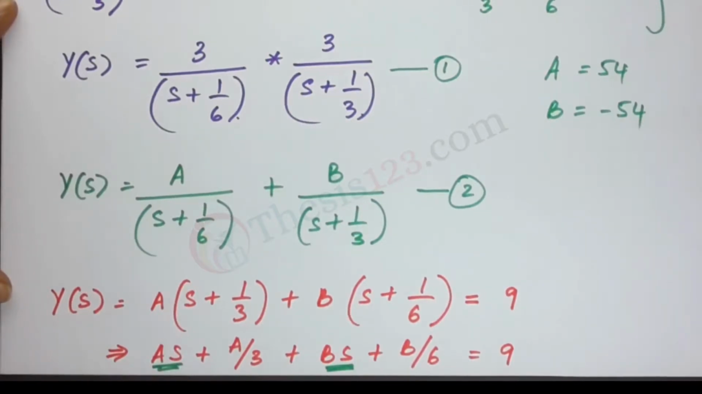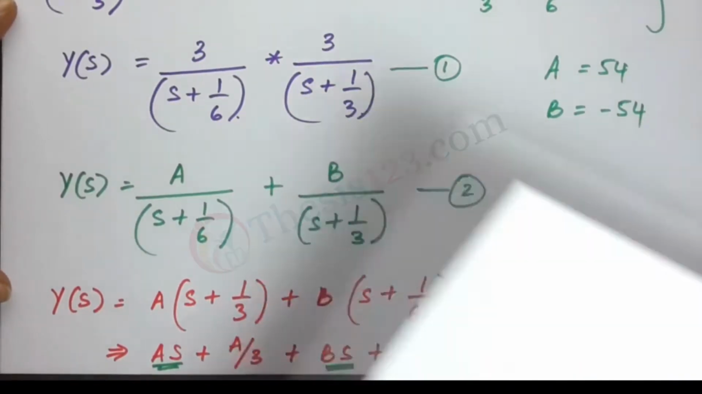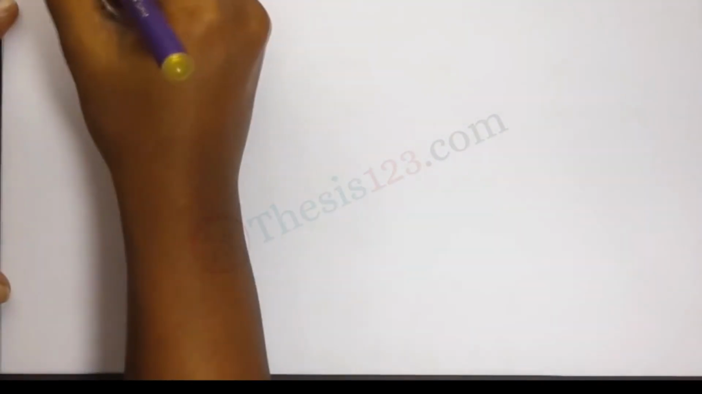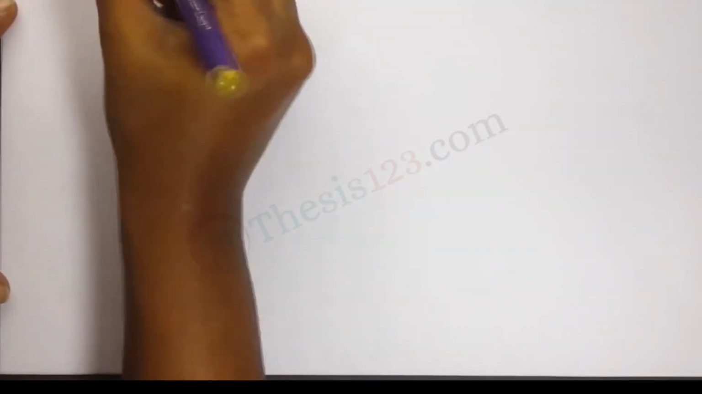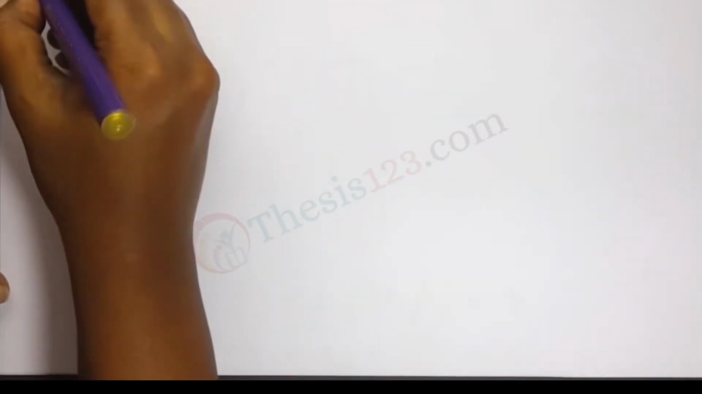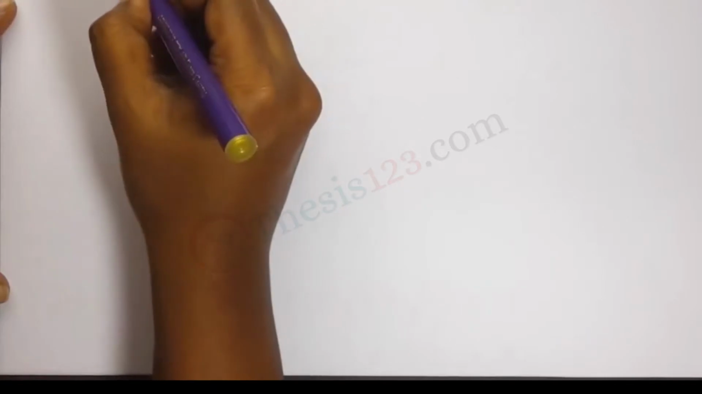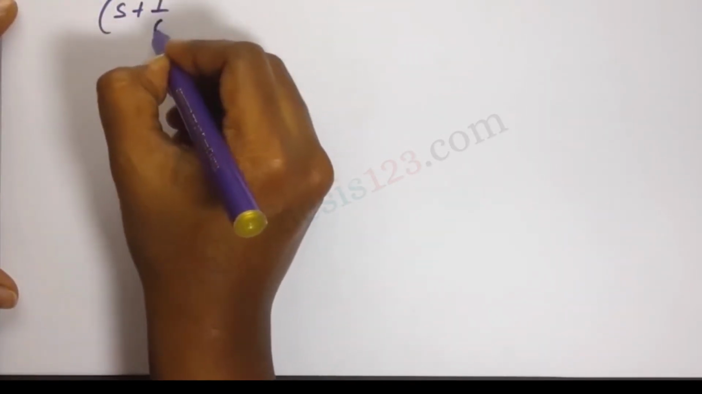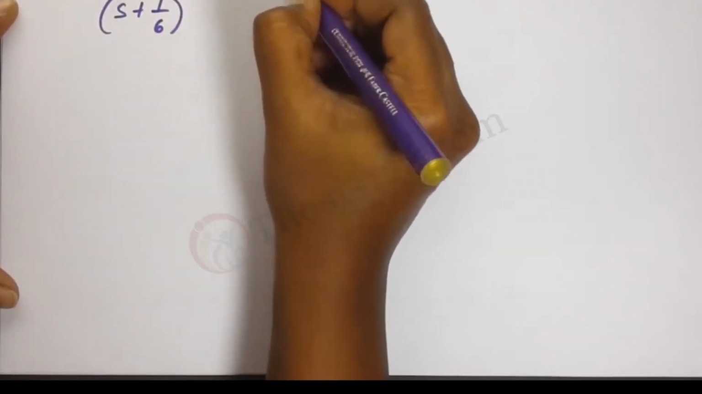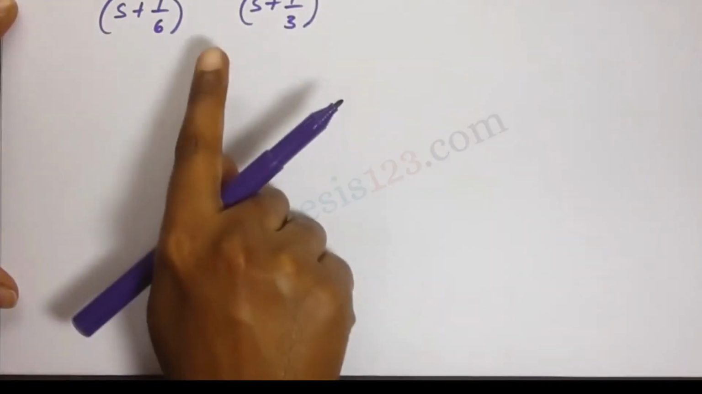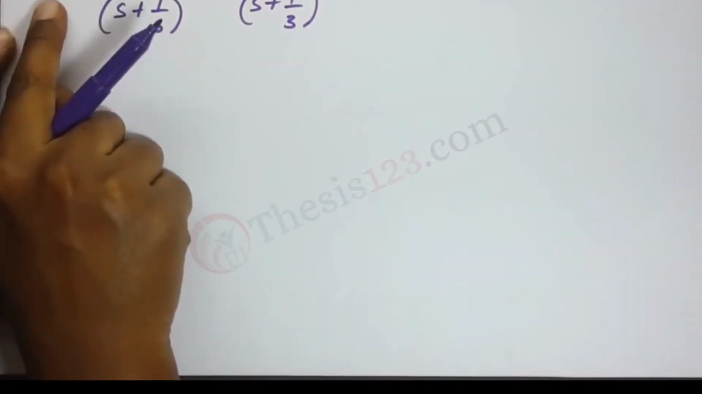So we substitute the values of a and b in equation 2. Okay, so a is 54, b is minus 54. We substitute it in equation 2 to get y of s is equal to 54 divided by s plus 1 by 6 minus 54 divided by s plus 1 by 3. So this is the expression for y of s.